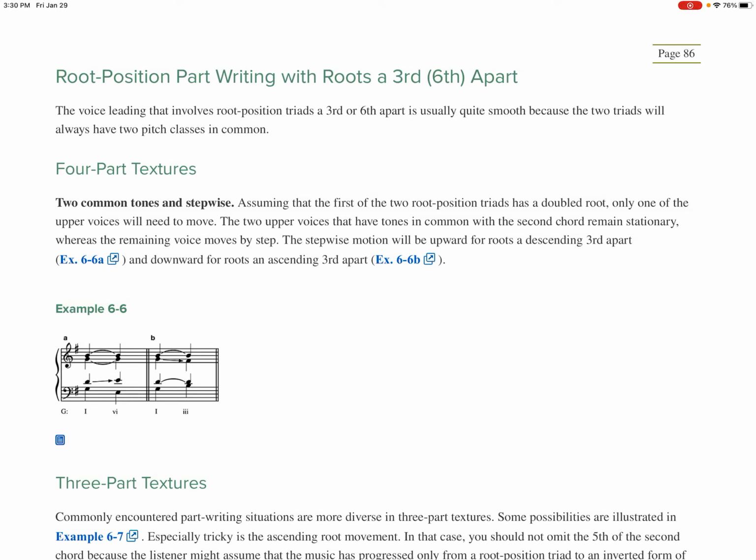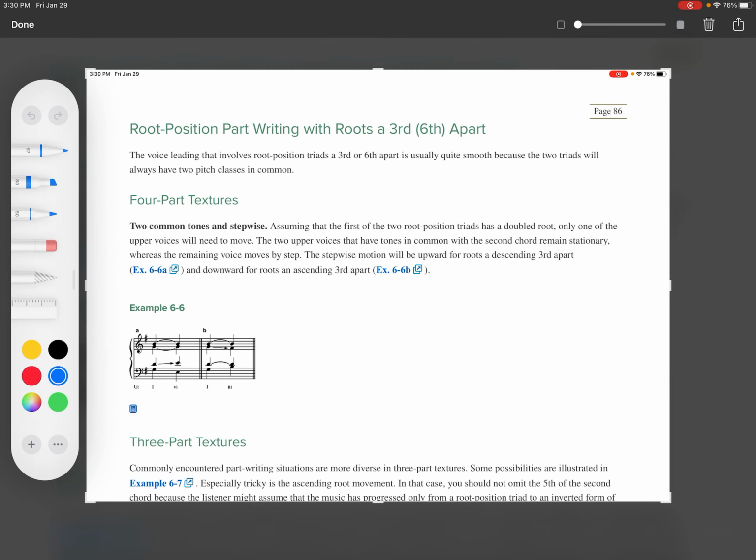All right, here we are on to root position part writing with roots of a third and sixth apart. And here's the magical thing we need to remember about roots that are a third and sixth apart. They usually share two common tones. So we can always remember that there. Well, that makes sense, right?